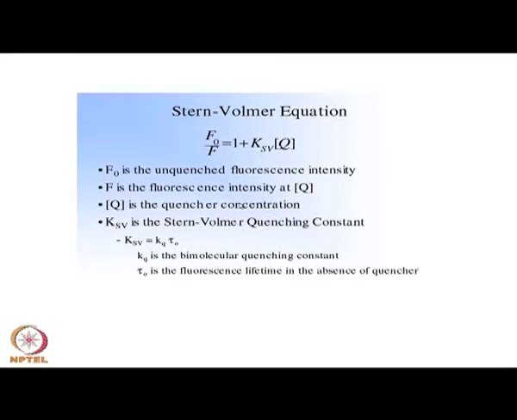Ultimately what we got is a Stern-Volmer expression, that is F0 by F is equal to 1 plus KSV Q. F0 is the unquenched fluorescence intensity, F is the fluorescence intensity in presence of quencher, Q is the quencher concentration, KSV is the Stern-Volmer quenching constant, and KSV is related to Kq by means of Kq into tau 0, where tau 0 is the fluorescence lifetime in absence of quencher, that is the radiative fluorescence lifetime.